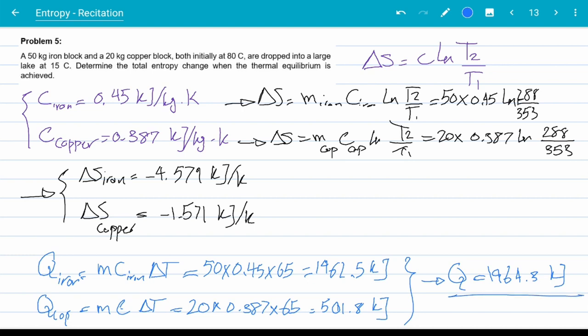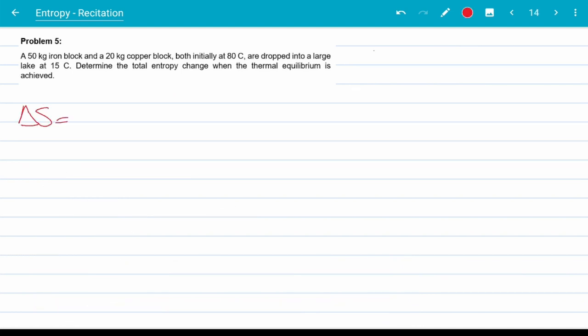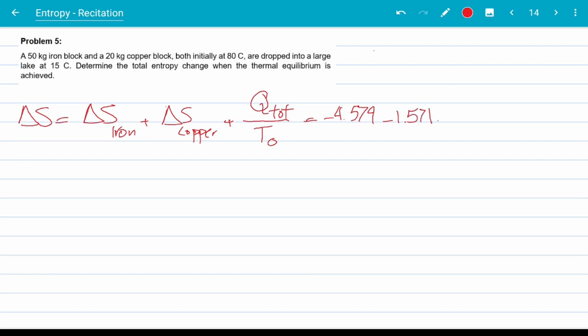Now I can use this number to find the delta S total. Delta S is going to be the delta S of iron plus delta S of copper plus the delta S of the surroundings, which we show using Q total over the temperature of the surroundings. So if you plug in numbers, I have -4.579 -1.571 plus 1964.3 over the temperature of the lake in Kelvin, that is 288. If I do the calculations, I get that the total change of entropy, including iron, copper, and the lake, is going to be 0.67 kilojoules per Kelvin.